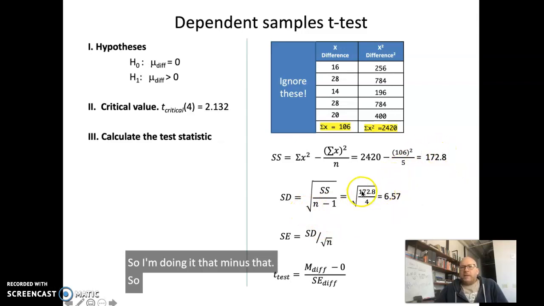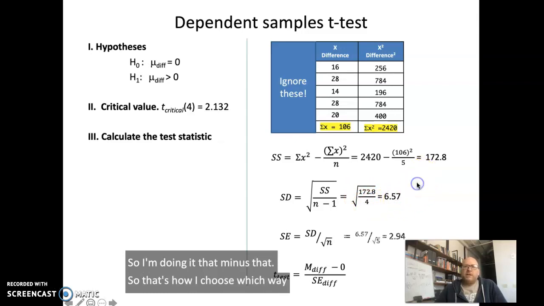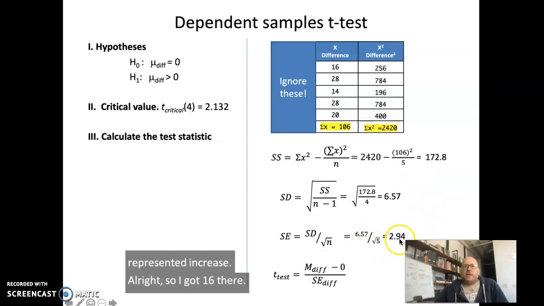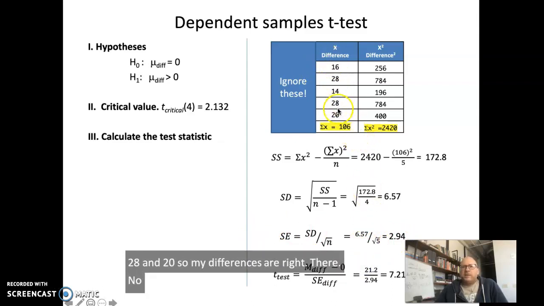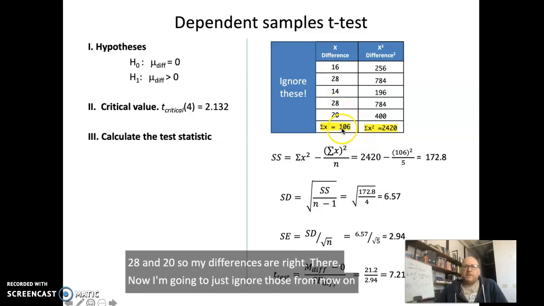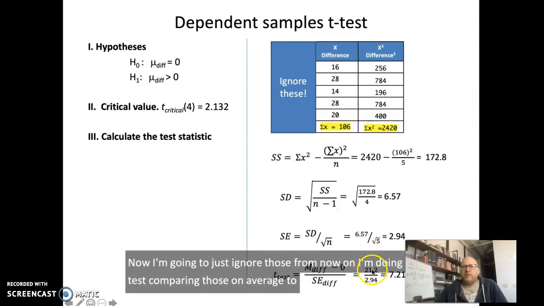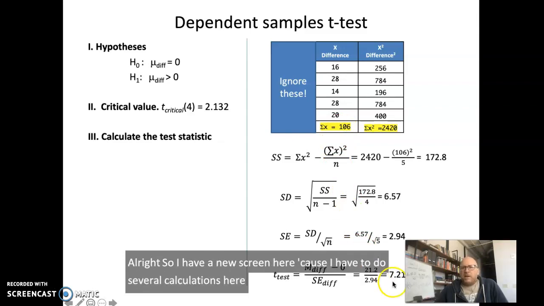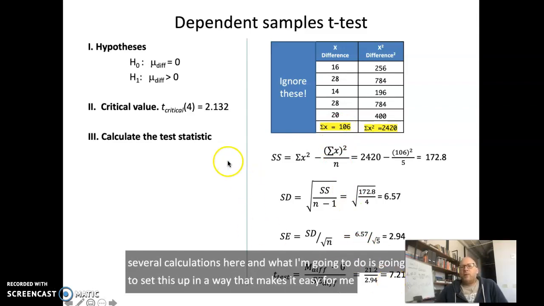Brought that number down here. N minus 1, I have a sample of 5, so that's 4. My standard deviation then is 6.57. My standard error is 6.57 divided by the square root of n, so that's 2.94. And so my test statistic is the mean difference. Here are my differences. The mean difference is 106 divided by 5, 21.2. So over my standard error, which is 2.94. So my t-test is 7.21.